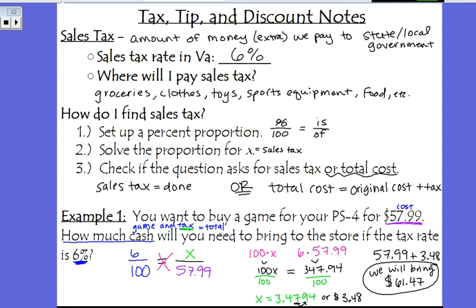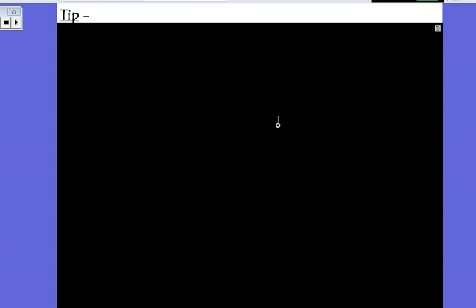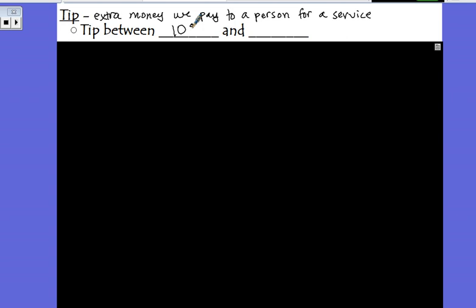Okay, let's go ahead and talk about tip. When we're talking about tip, tip is also extra money we pay, but this time we're paying to a person, not a company or the government, for a service. Typically we tip between 10% and 20%. 10% is on the lower side if the service wasn't so great. 20% is on the higher side if the service was excellent.